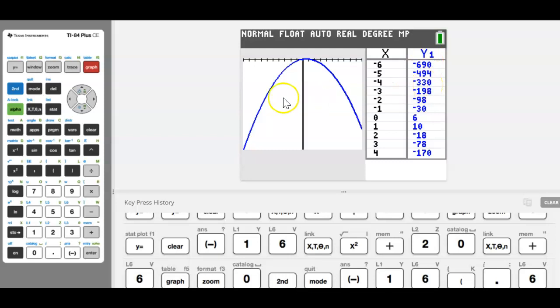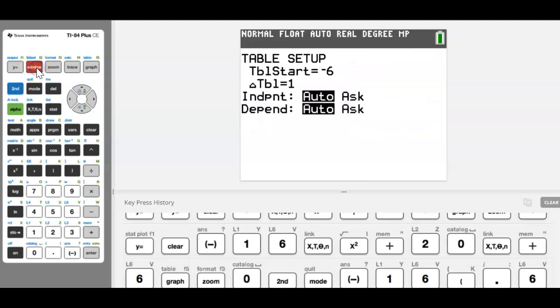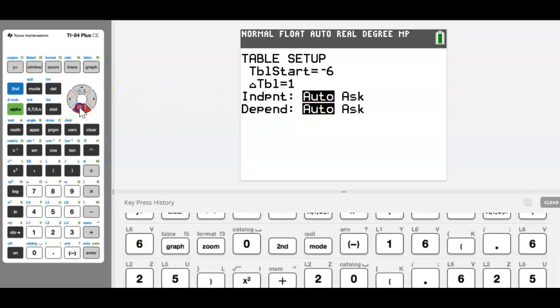All right, well, what we can do is we can say, hey, I want to tell you which value of x I'm looking for, and I want you to compute it for me. So to do that, we would come over here and press our second and then our window button for table set. And instead of it being on auto, we are going to tell it, hey, I want you to now be on ask auto. I want you to ask me what value I want you to substitute in for x.